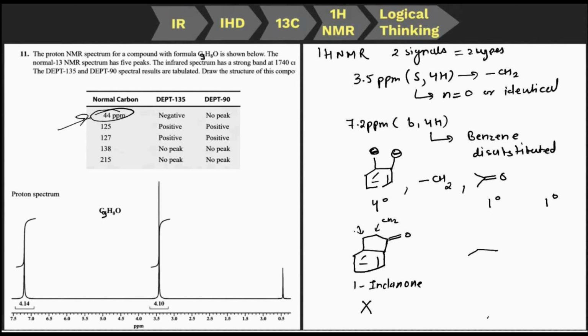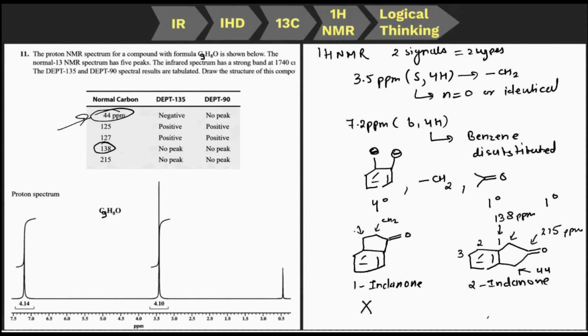Let's try to modify this structure a bit so that the molecule can have a plane of symmetry. So we can write the molecule like this, which is 2-indanone. Now look at this. This CH2 and this CH2 are identical, which is coming at 44 ppm. This is coming at 215 ppm in carbon NMR. And now look at this: 1, 2, 3. 3 types of carbon, right? And how many quaternary carbons were there? There was only one, at 138 ppm. So this one belongs to the 138 ppm.